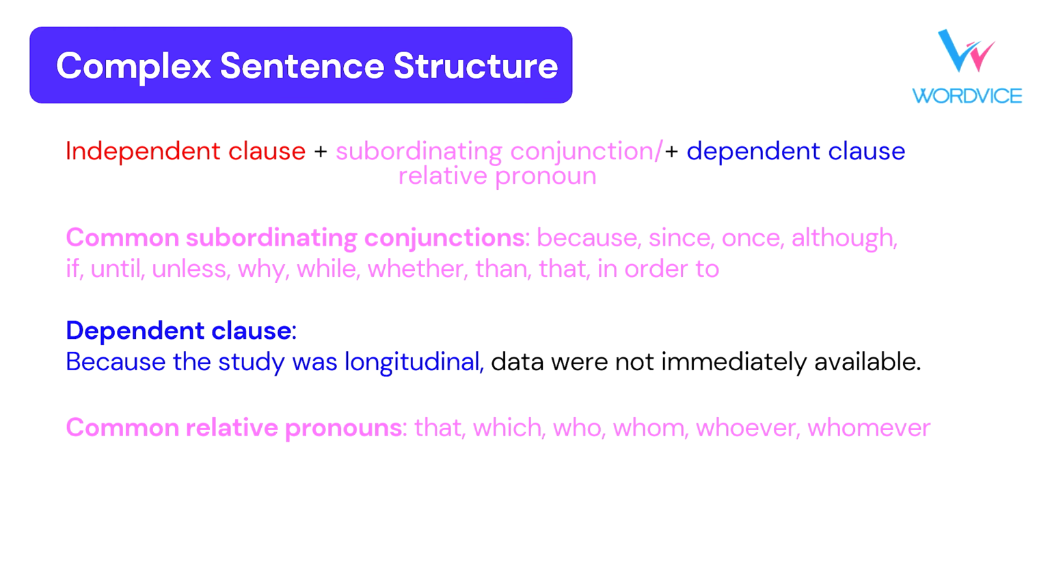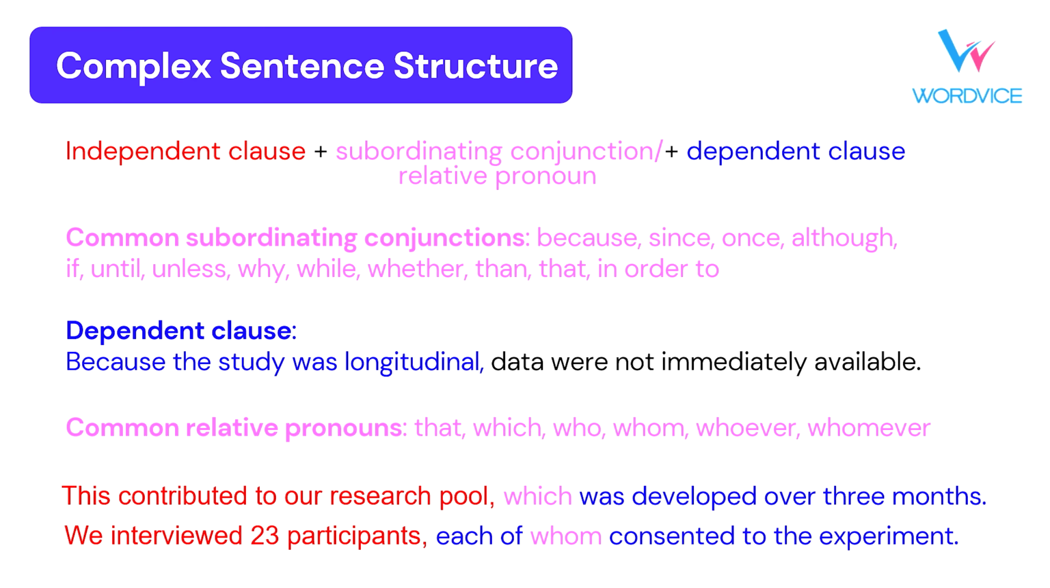Here are some common relative pronouns. And here are some relative pronoun clauses you might find in an academic paper. As with the subordinating conjunctions, the relative clauses come after a comma in the middle of a sentence. However, relative clauses should not begin the sentence.